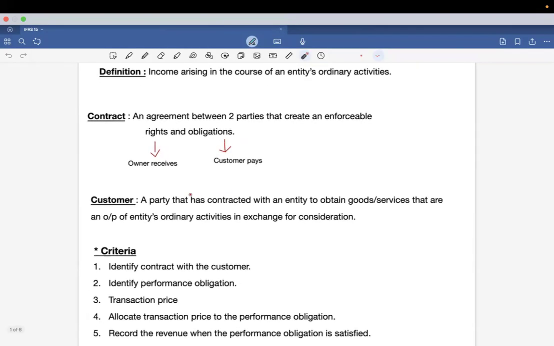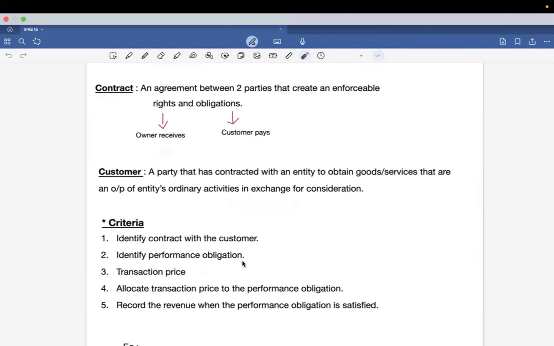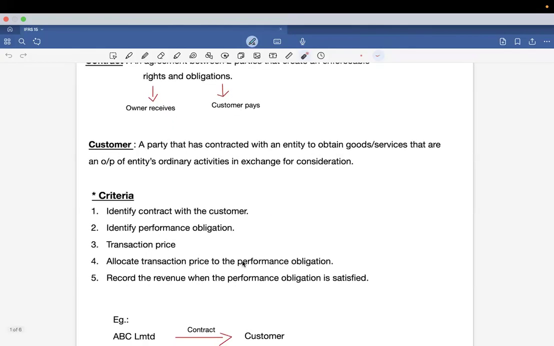So who is a customer? A customer is contracted with an entity and should be delivered the agreed goods and services at the agreed time and for the agreed amount. These goods and services are part of the normal course of the company's activity. The company doesn't give it for free; it comes with a consideration.